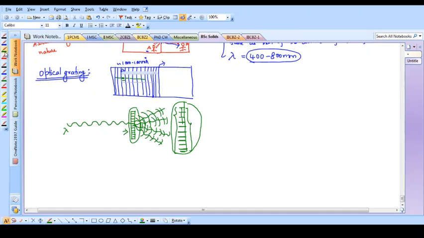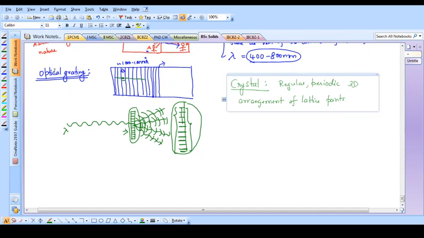And this gives a clue here, because what is a crystal? In my earlier video I had defined a crystal. A crystal is nothing but a regular, periodic, three-dimensional arrangement of lattice points, which may be an atom, molecule or an ion. So a crystal is nothing but a regular, periodic, systematic, three-dimensional arrangement of lattice points.